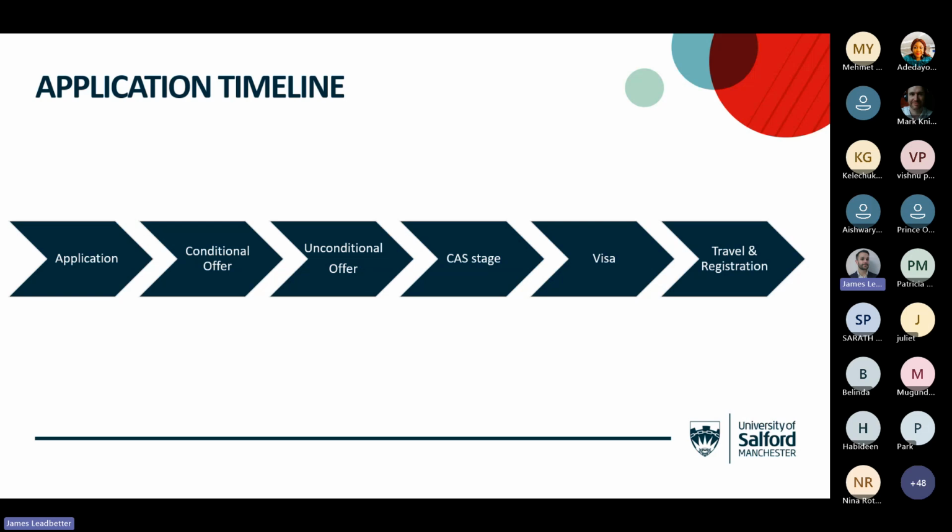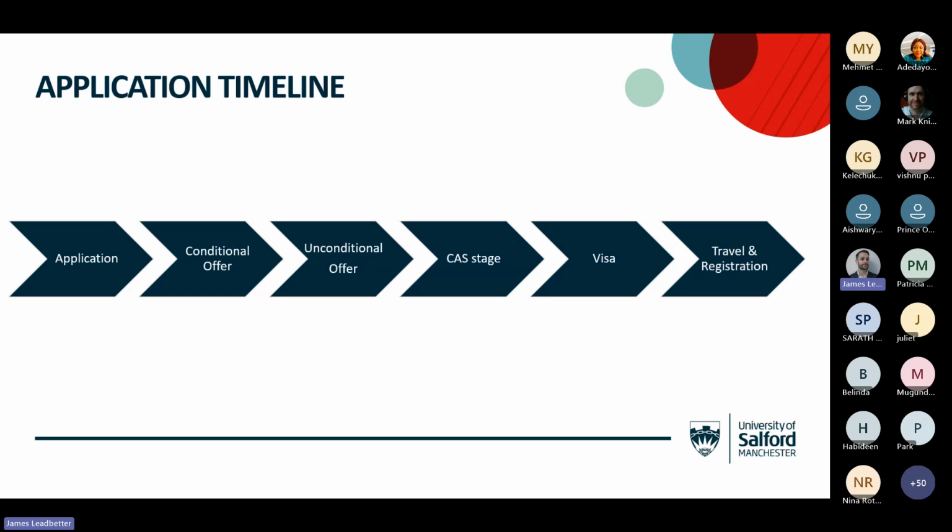Brilliant. So everything's looking to go ahead, and then you move forward to the CAS stage. This is where our CAS team will get in touch with you and request you to submit a CAS request. Within that, you can upload your documents, everything else. And then once your CAS has been issued, move forward to the visa stage, apply for your visa, get your visa, and then travel to the UK and register on your main course study.